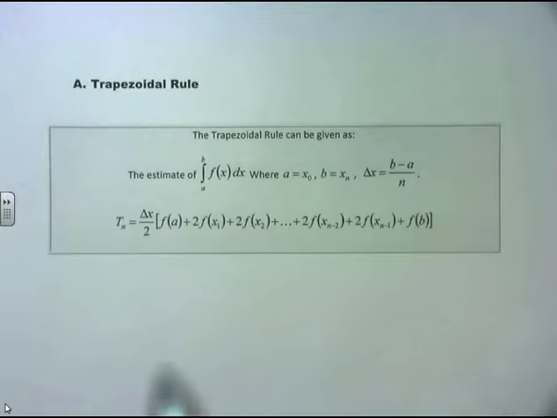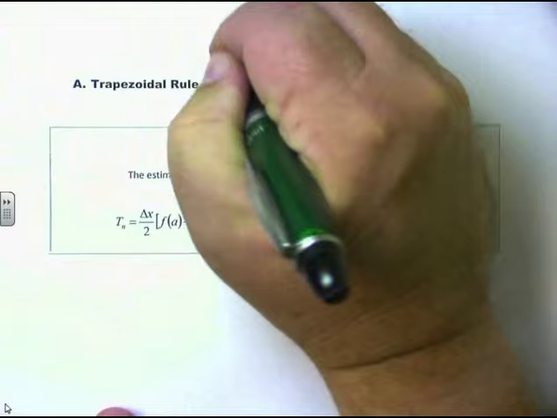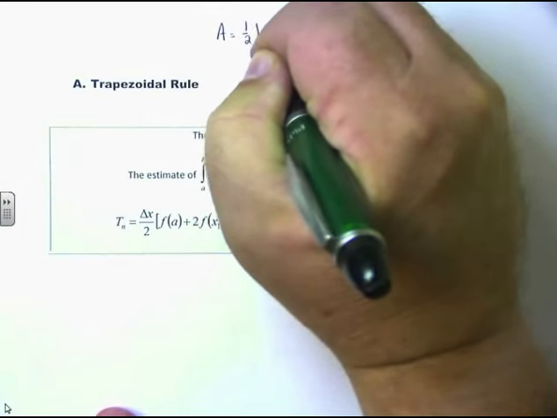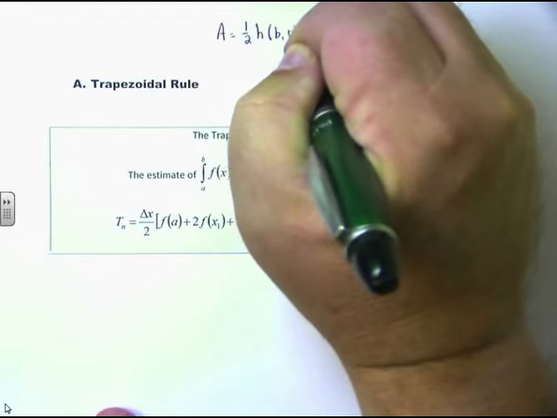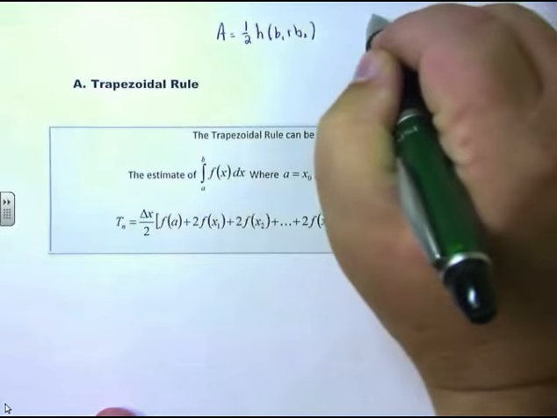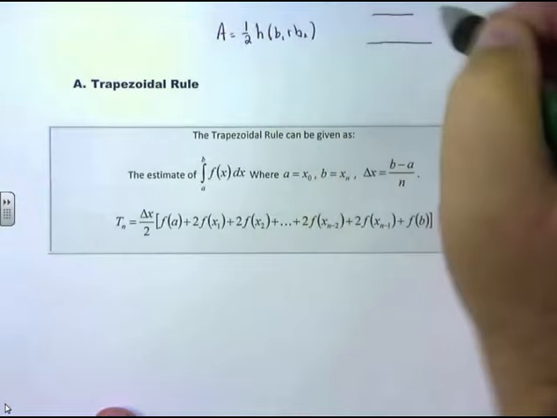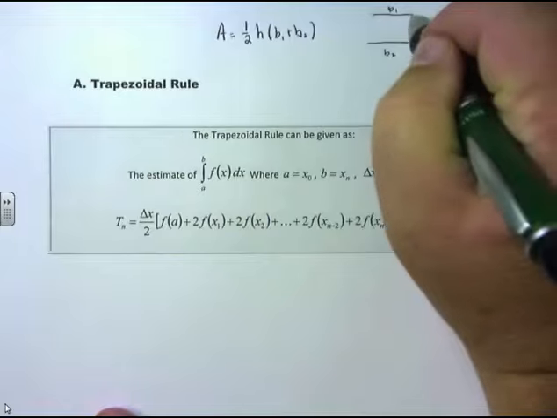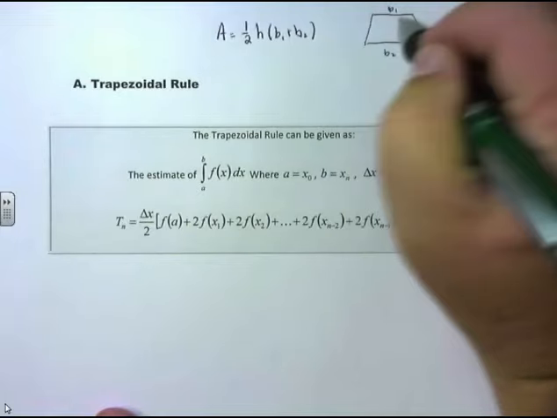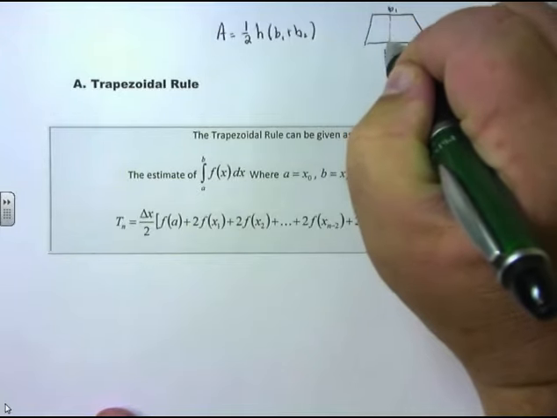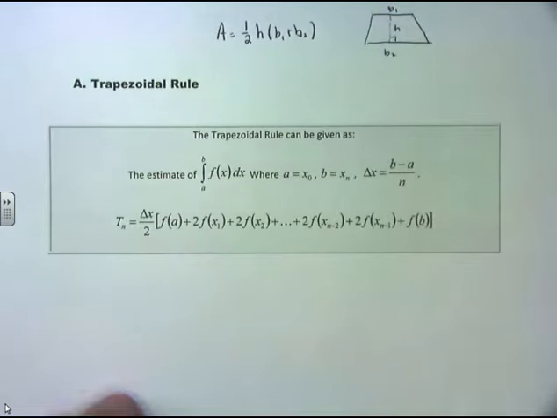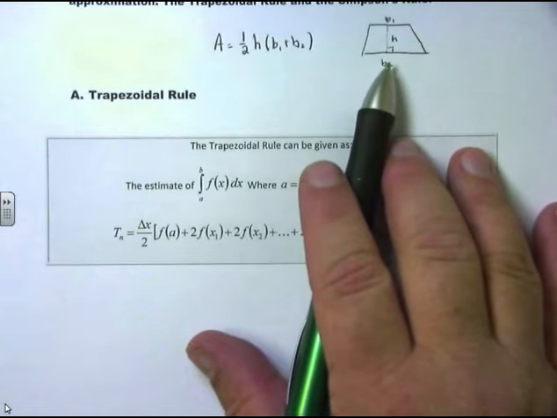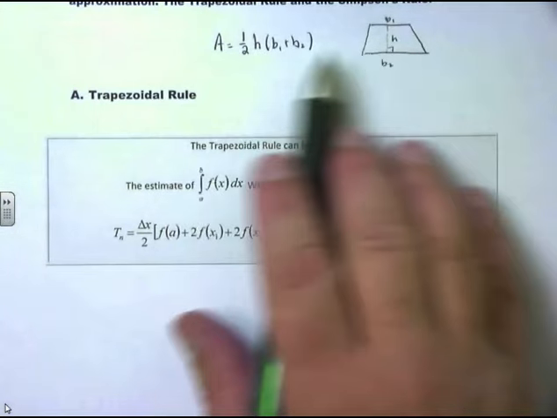Now, remember the area of a trapezoid. The area of a trapezoid is equal to 1/2 the height times base 1 plus base 2, where you have something like this. This will be base 2, base 1 is at the top, and here's your classic picture of a trapezoid, and you actually have the perpendicular height h.